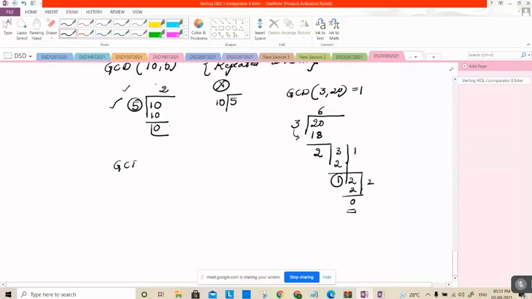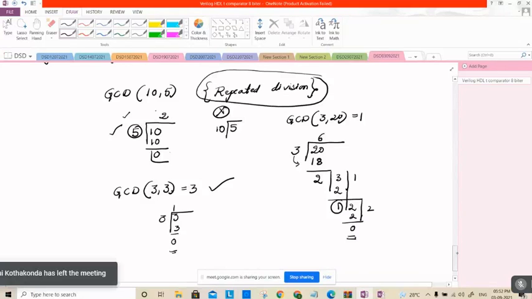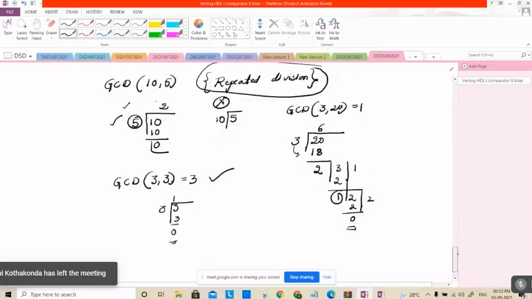Now another one. If it is the GCD of 3 and 3, what will be the answer for this? 3, sir. Right. Do we need to perform any operation here? 3, 3, 3, 1, 3, 0, 1. Not required, right? So whenever A and B are equal, the GCD is equal to A or B. So we have seen that GCD can be performed with the help of repeated division. Do you all agree with this?